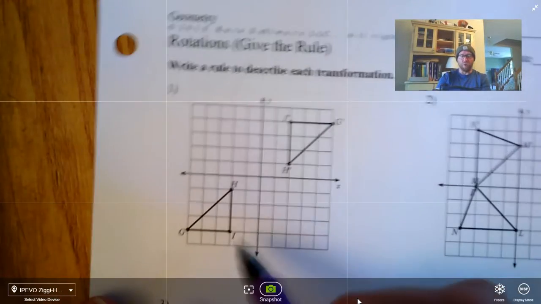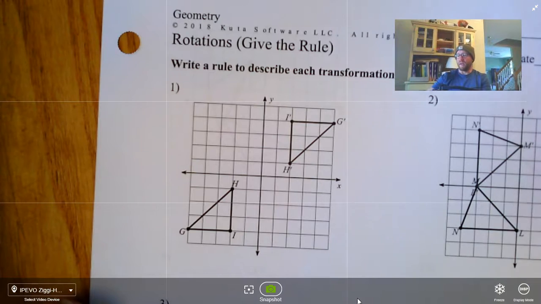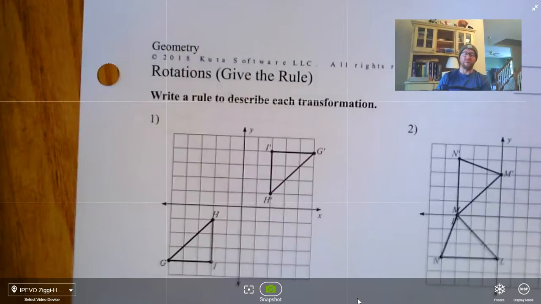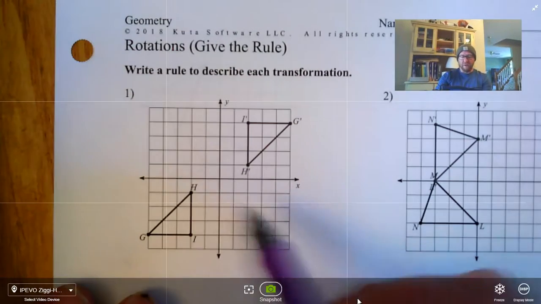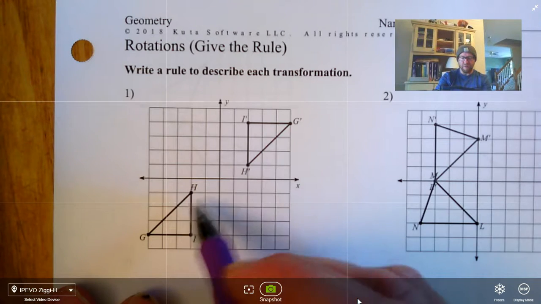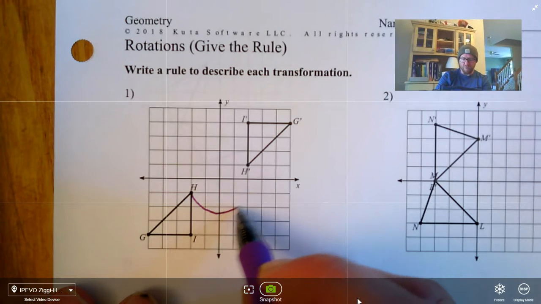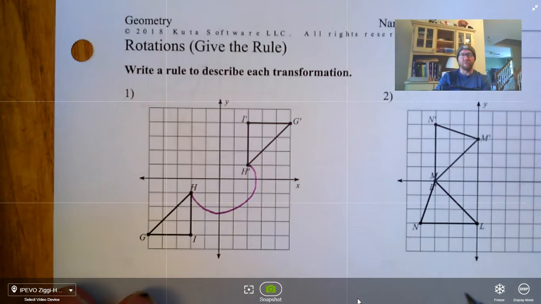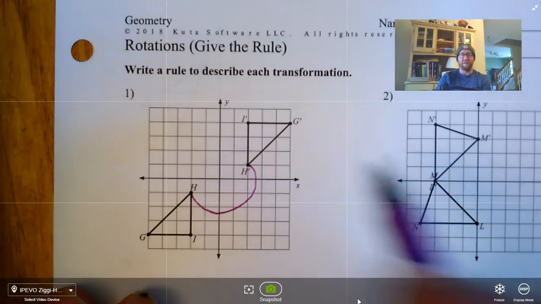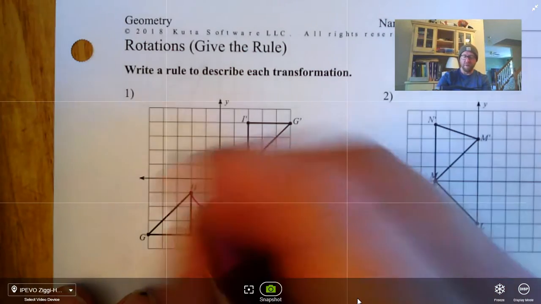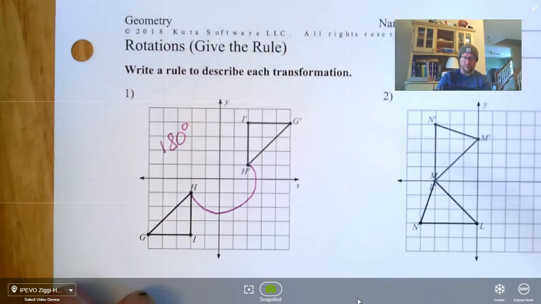Okay. A quarter turn will be 90 degrees. A half turn would be 180 degrees. And a three-quarter turn would be 270 degrees. So what we have to look at here is, notice how H moves to H prime. You can follow this like semicircular path. So that's a 180 degree turn, rotation. And it ends up two quadrants away. Right? So this is a 180 degree rotation.